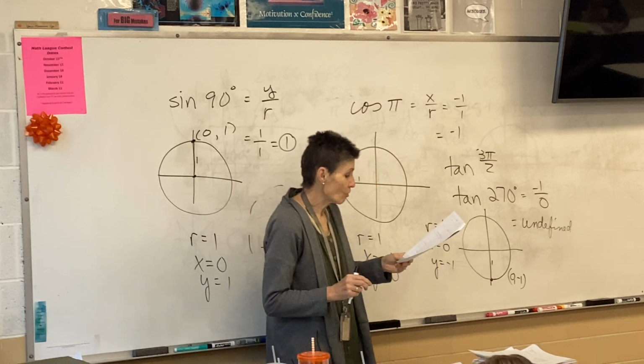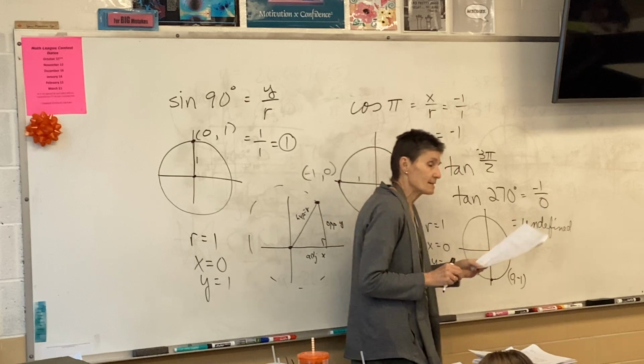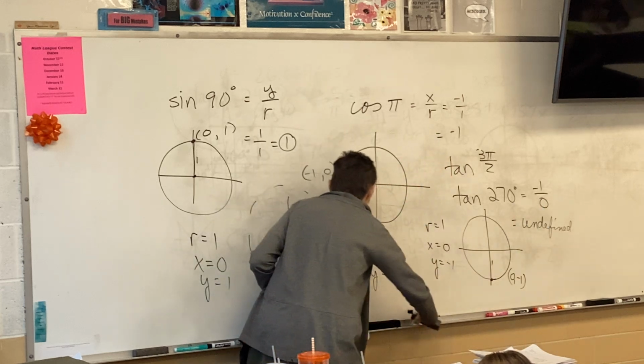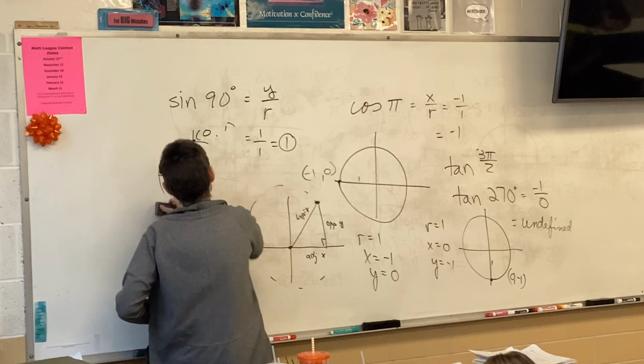All right, I'd like you to try J with your partner. Secant negative pi over 2. Try that one with your partner, please.